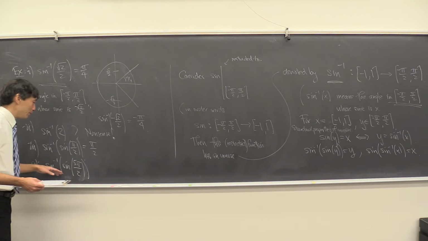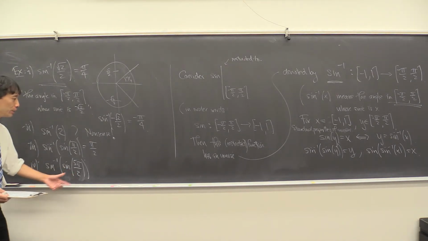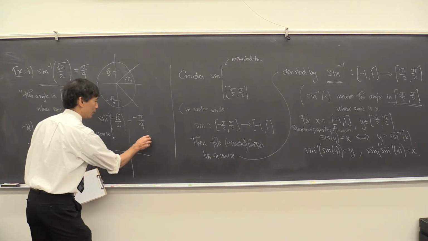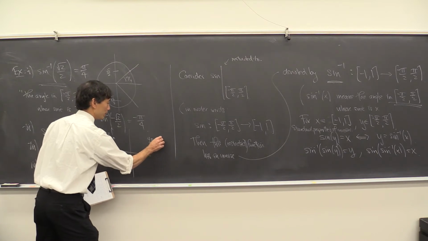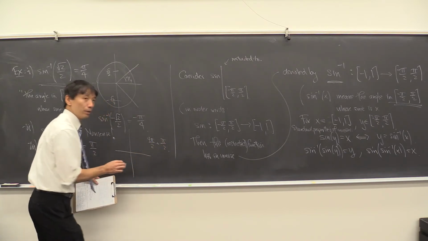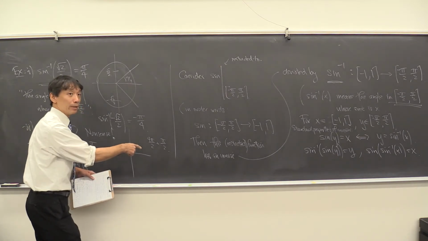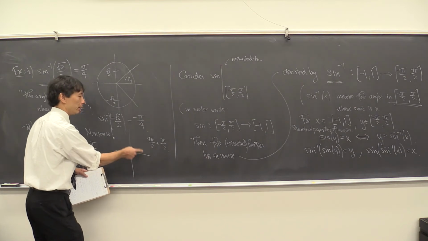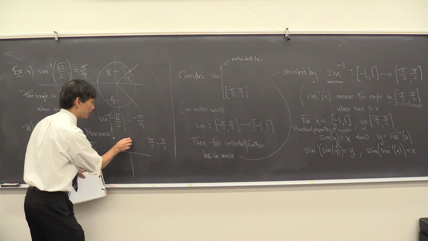Okay, so let's see what happens. Let's think. So what's the sine of 5 pi over 2? 5 pi over 2 is 4 pi over 2 plus pi over 2, right? Okay, so 4 pi over 2 is just 2 pi, right? So we go all the way around the circle, and then we go another half. Is that okay? Yeah. Right.